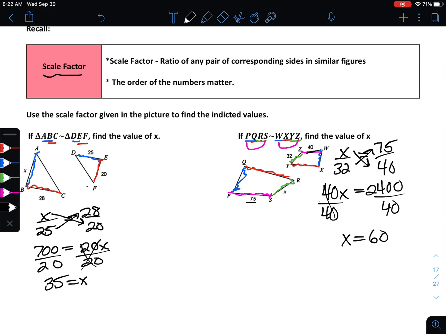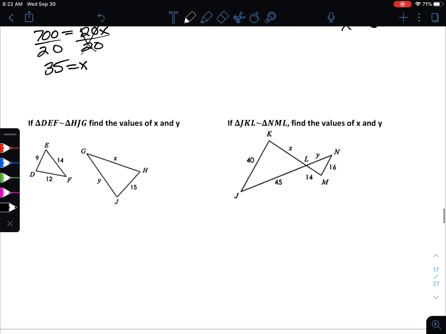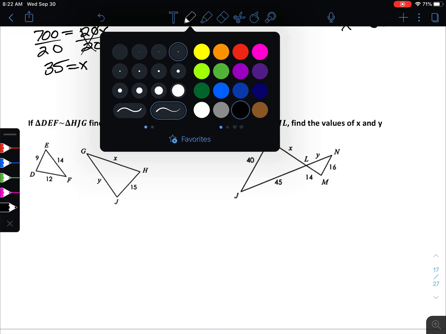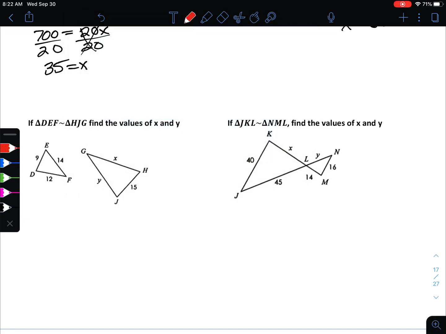All right, let's take a look at the next one. Now we're going to add an extra variable in there, so we're going to have to be solving two proportions instead of one. On our first one, we've got triangle DEF similar to triangle HJG. The first side is DE matches with HJ. So that's DE here, and that's HJ here, so 9 and 15 match. That's good news, one side already ready to go.